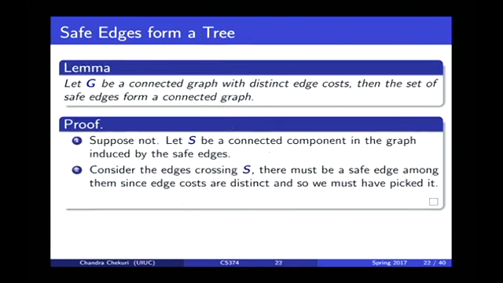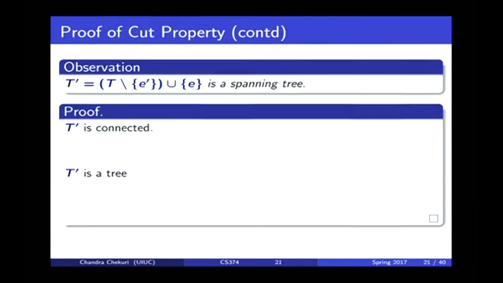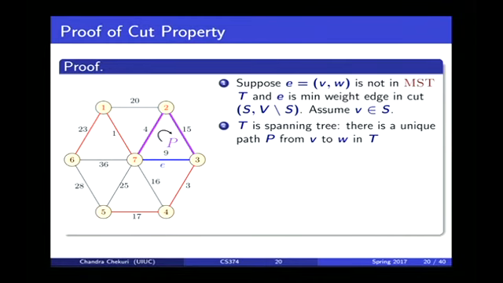I can't claim that I'll get a contradiction, because if this edge's weight is also 9, can I claim that I can kick that one out, add this, and get a cheaper tree? I can't claim that, right? I'm using the fact that edge weights are distinct to claim that this is the unique smallest weight edge crossing this cut. So the other edge must be strictly more expensive. That's what I'm using.